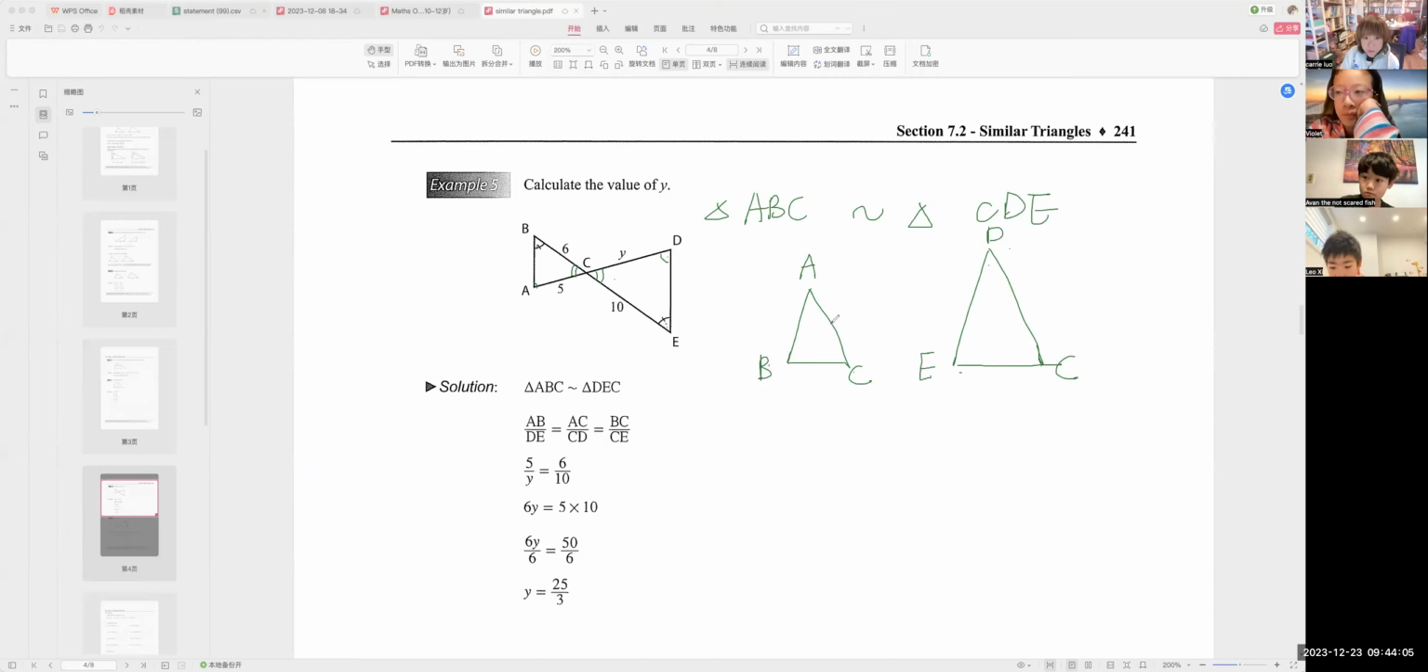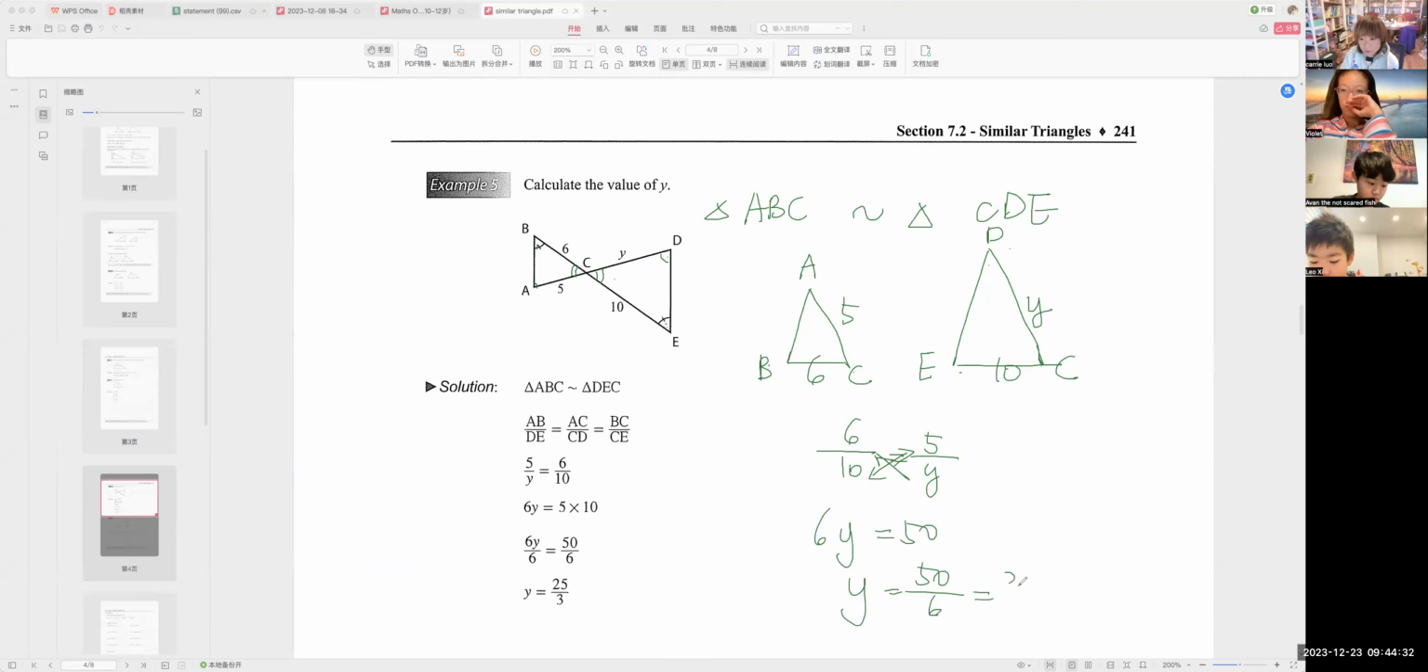Now I put the measurements inside. AB I don't know, AC equals 5 and BC equals 6. I know the measurement is not perfectly right, but at least the position is right. CD is Y and CE is 10. We want to find the value of Y. We know 6 over 10 equals 5 over Y. Cross multiply, so 6y equals 50. So y equals 50 over 6 equals 25 over 3.